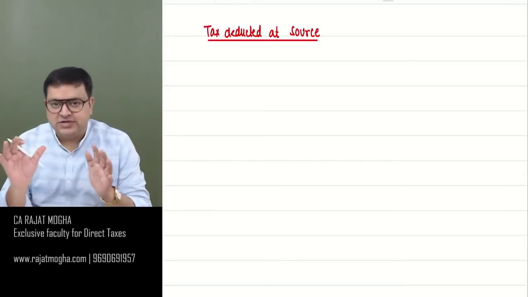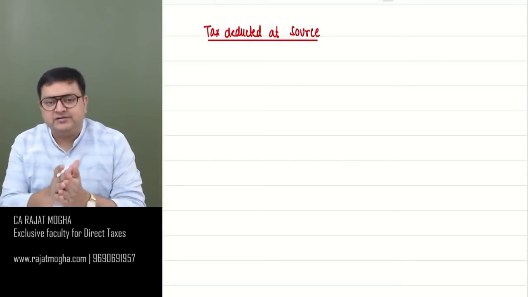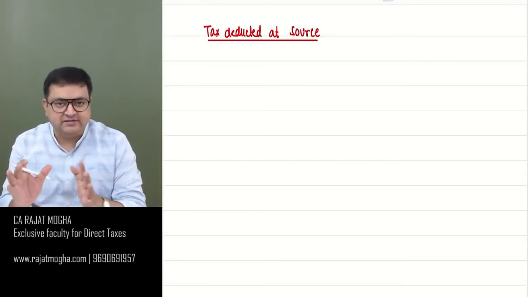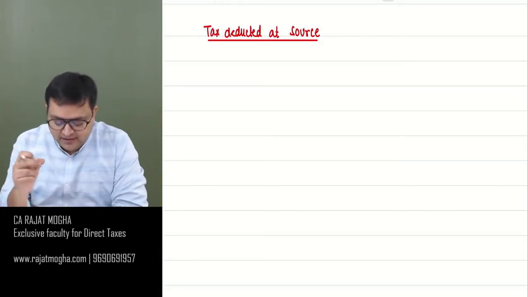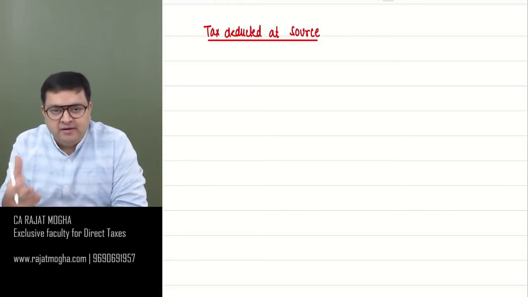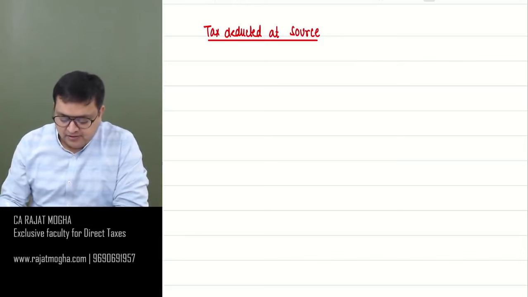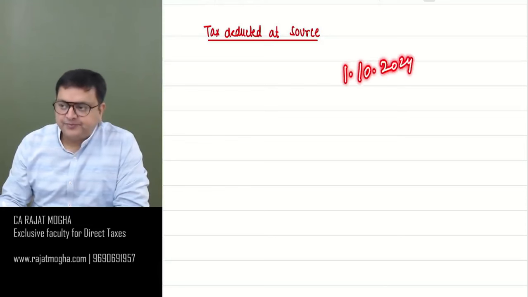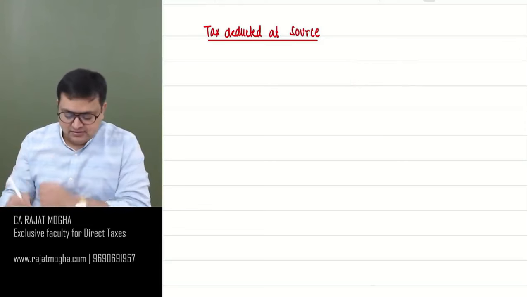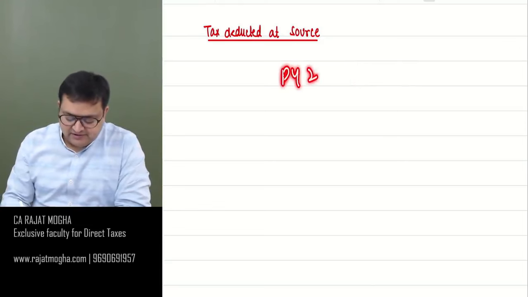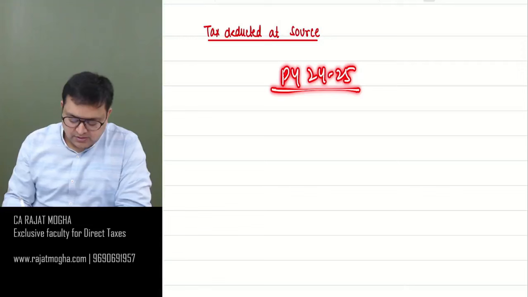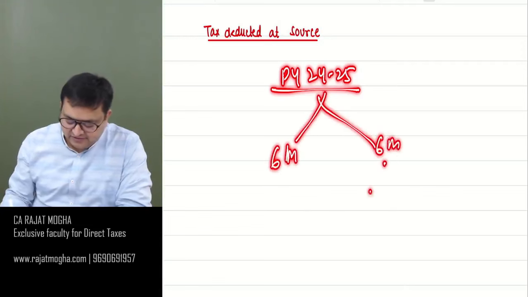In TDS, there is no change in optional regime and default regime. Everything is same in TDS. But yes, there are a few amendments in TDS which have happened, effective from 1st October 2024. In this year, our previous year is 24-25, so the first 6 months and the next 6 months. The next 6 months started from 1st October 2024.